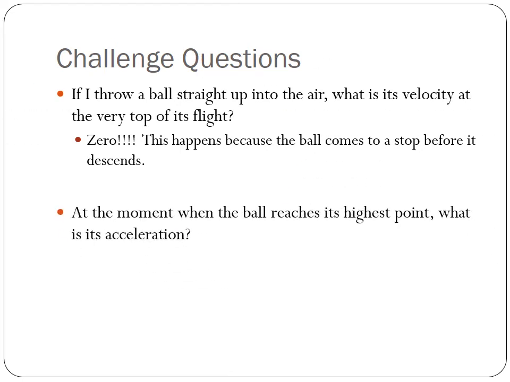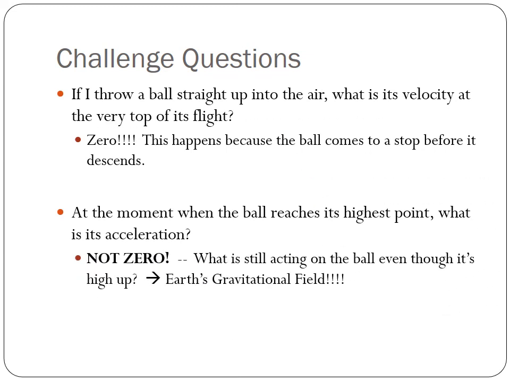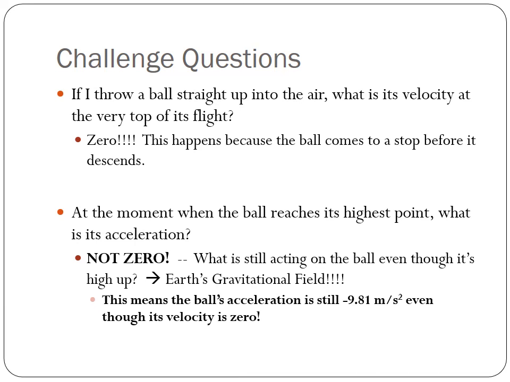So now let's try the second one. At that moment when the ball reaches that top point, that highest point, where its velocity is 0, what's its acceleration? If you said 0, you would be incorrect. Because what is still acting on the ball up there? Earth's gravitational field, which means that its acceleration is still negative 9.81 meters per squared second, even though its velocity is 0. Because think about it, if Earth's gravitational field all of a sudden was 0 when you threw something up in the air, the ball would never come back down. It would just float there, which might be kind of cool, but that's not how it works.